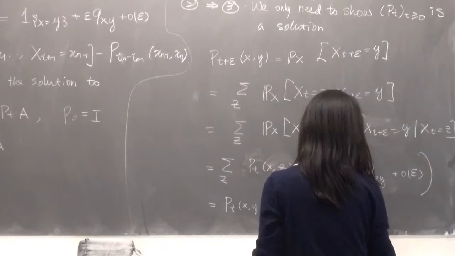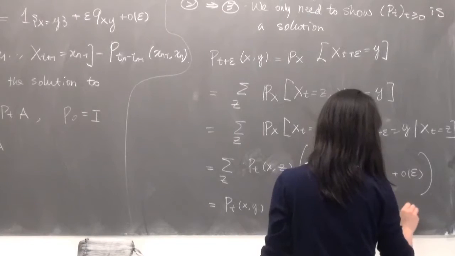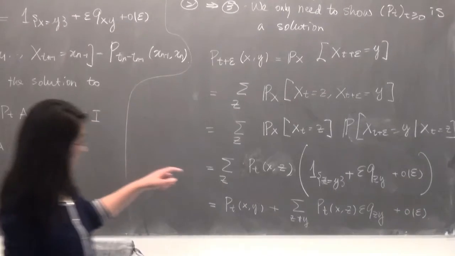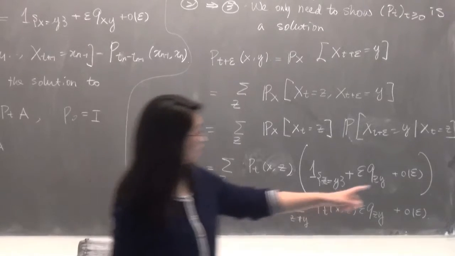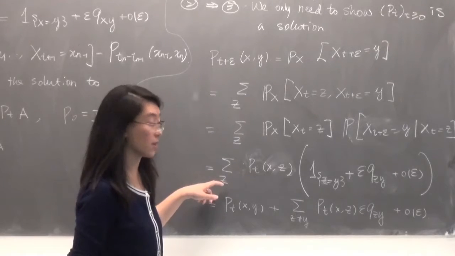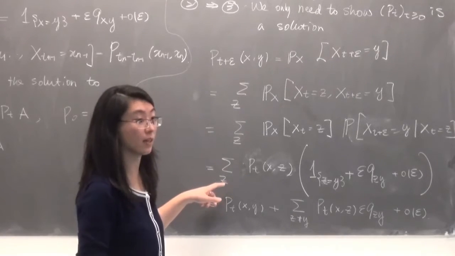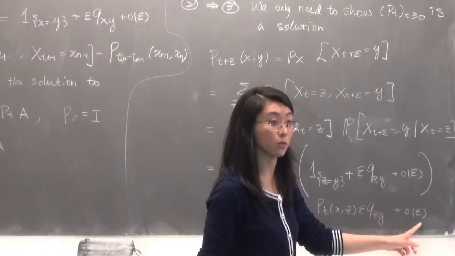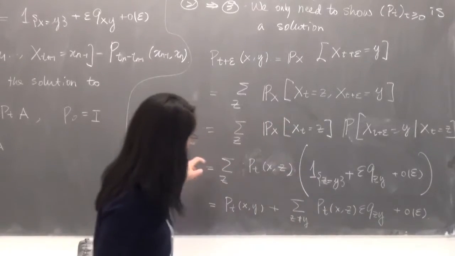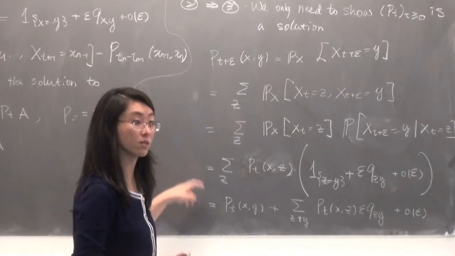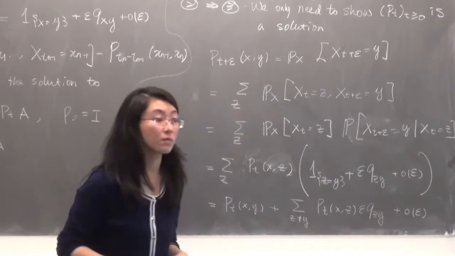times ε q_{zy}, plus an error term. So here, just note that this error term is inside this summation. And now, since our state space is finite, when we take it out after summing, it is still a small term with respect to ε. So from here to here, we use the fact that the state space is finite. If it is infinite, then it is not true.